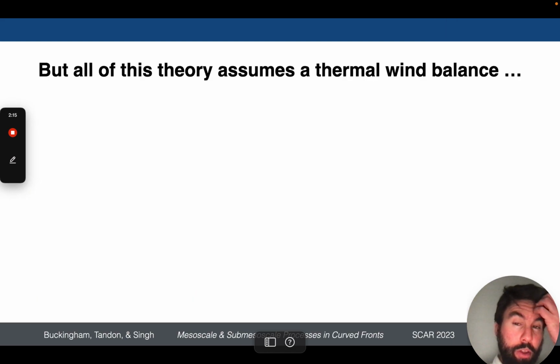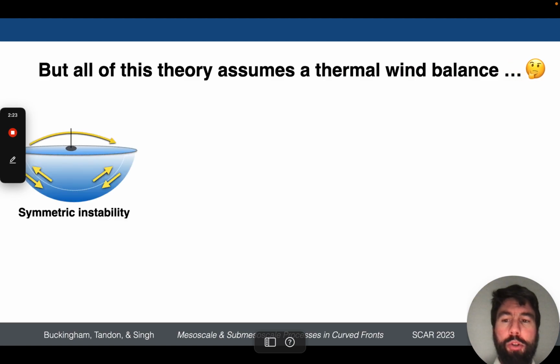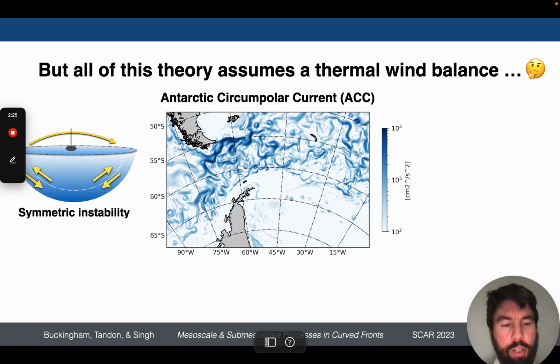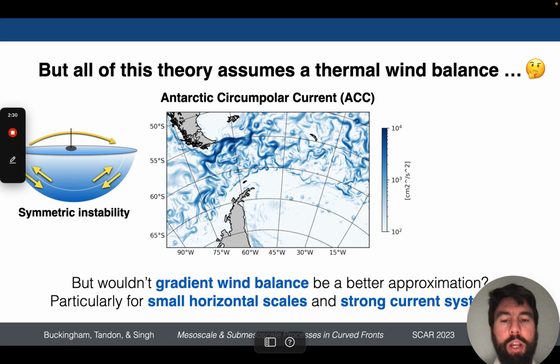So all of this theory really assumes a thermal wind balance, and so does most of our understanding of baroclinic instability. But if one looks at the ocean, one can't help but notice that it's quite meandering or eddying in nature. So wouldn't gradient wind balance be a better approximation? I mean, particularly at submesoscales, but also at the mesoscale in strong current systems.